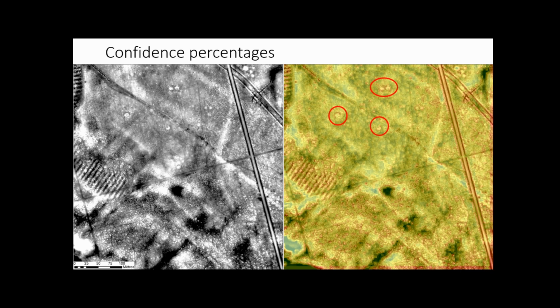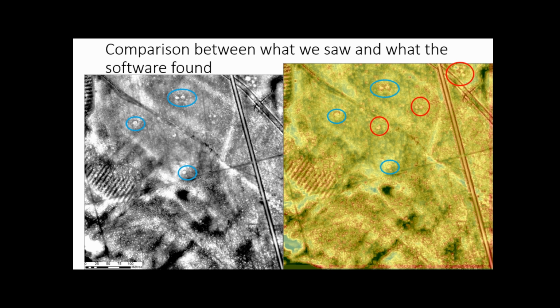And if we compare it to what we actually saw beforehand on the same image, it showed us some that we didn't find. In blue, you have the ones which we recognized before, and then we missed some here and here, which, if we look at the base image, we could maybe have found, but we didn't take a closer look.